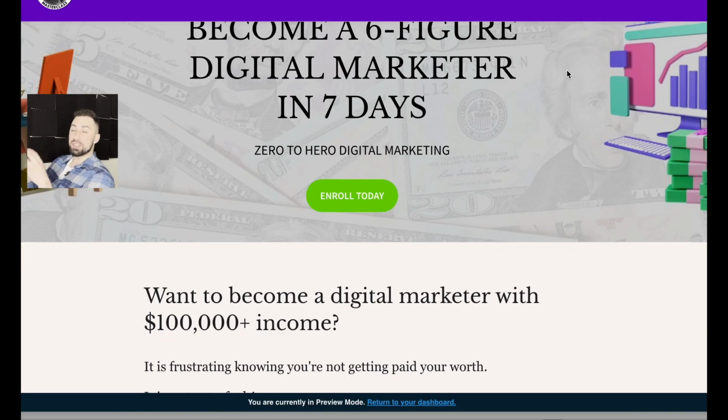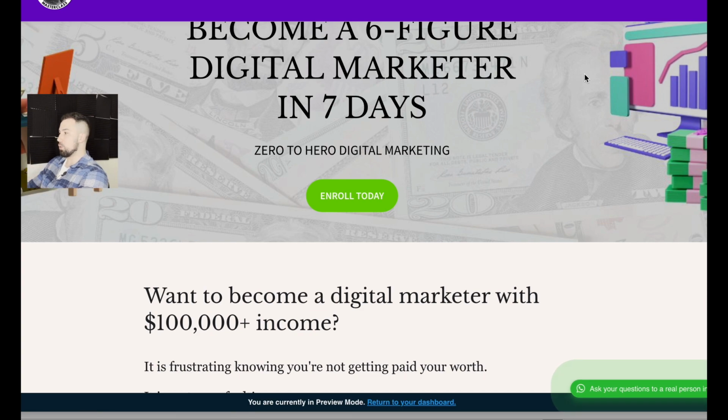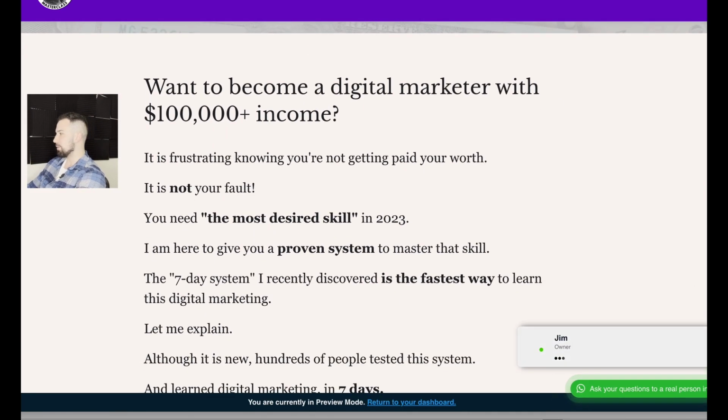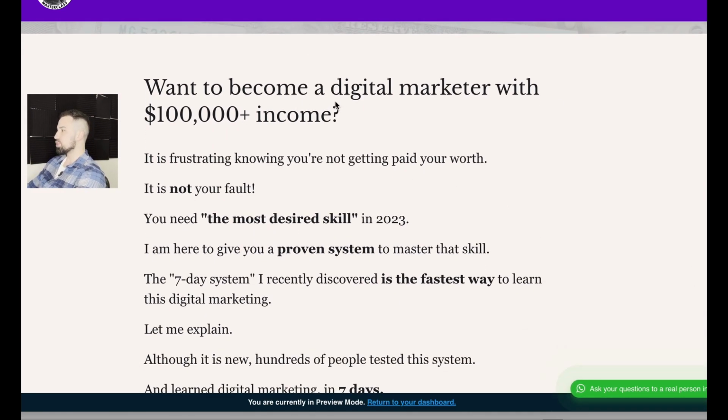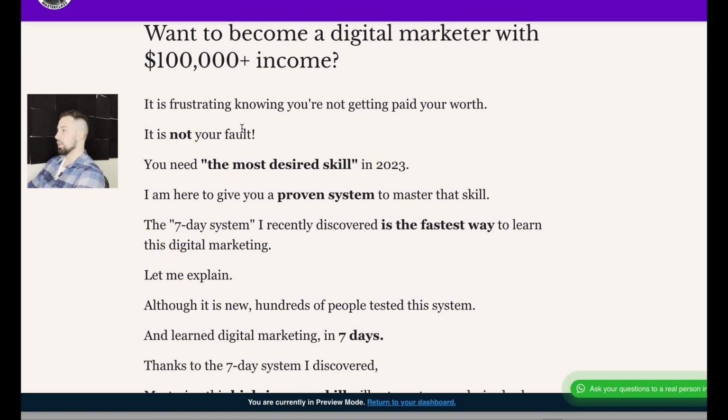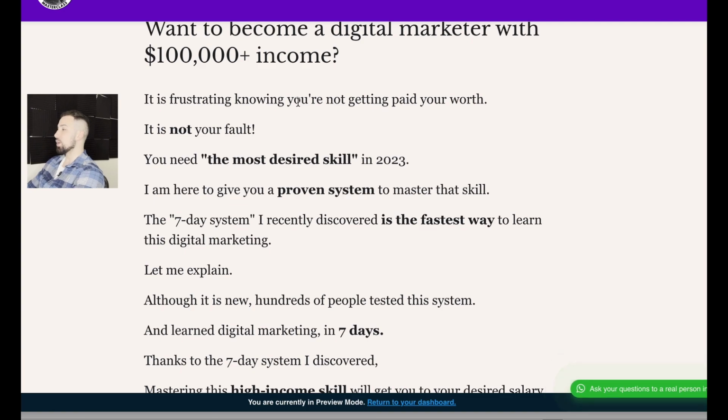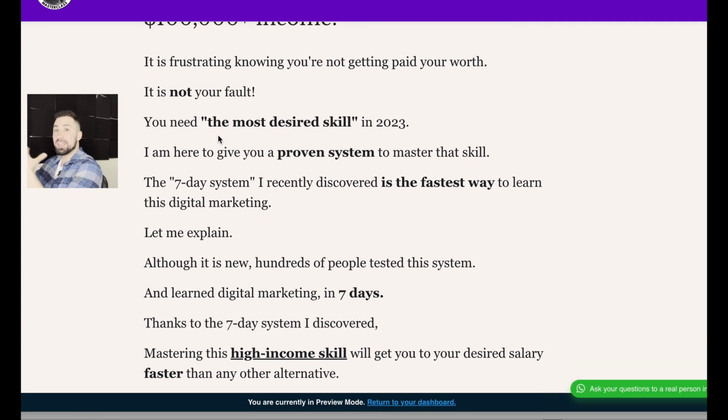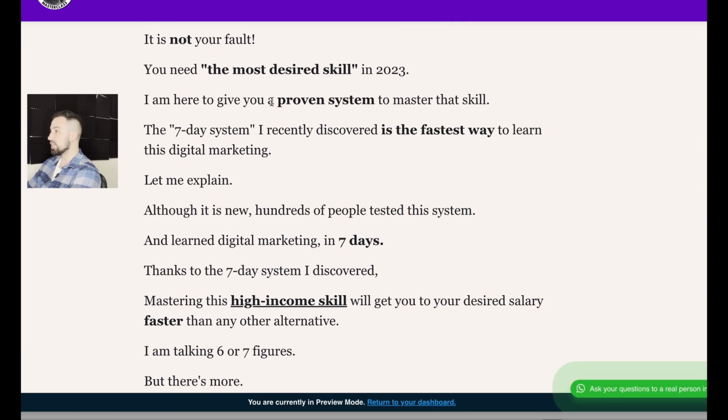This is a great winners and losers copywriting formula that I used on my landing page. All right, want to become a digital marketer that makes six digits plus? It is frustrating knowing you're not getting paid your worth. This is losers. So I'm underlining what they're missing out on. You know what you're worth, but you're not getting paid that. It's not your fault, actually. I'm giving them the opportunity. You need the most desired skills. I'm here to give you a proven system.